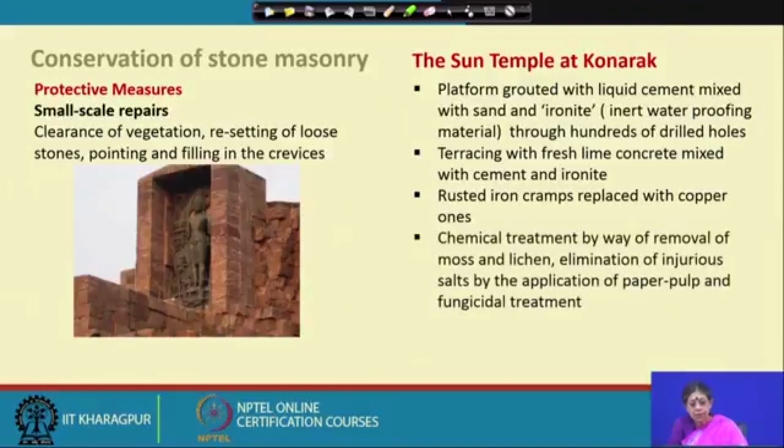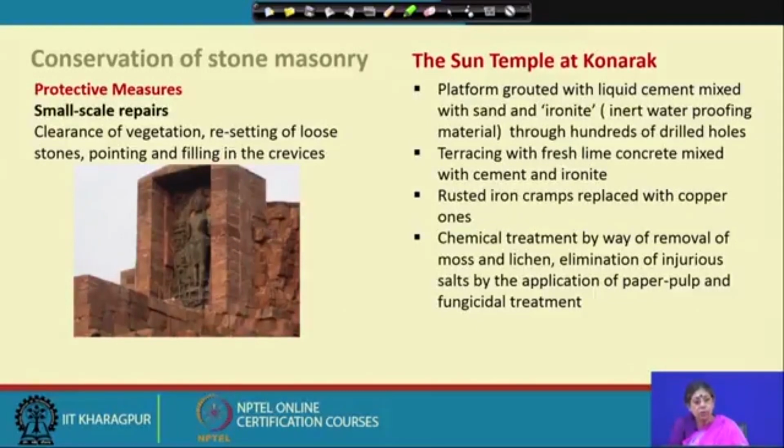There was also chemical treatment by way of removal of moss and lichen, and elimination of injurious salts which accumulate and come with the salt air. These injurious salts were removed by application of paper pulp. We have already explained the paper pulp treatment and fungicidal treatment.